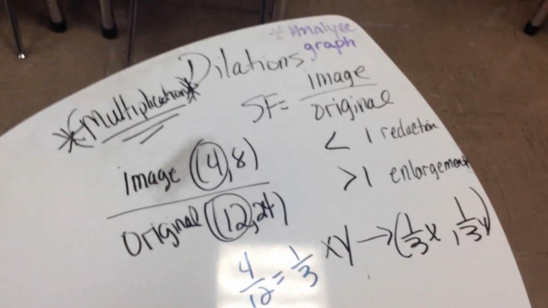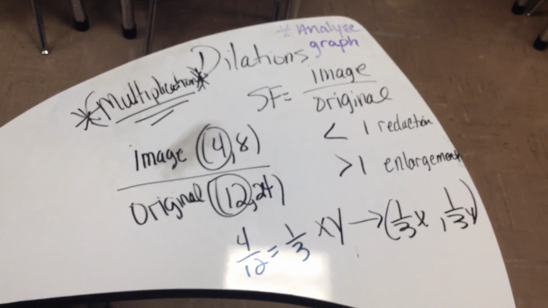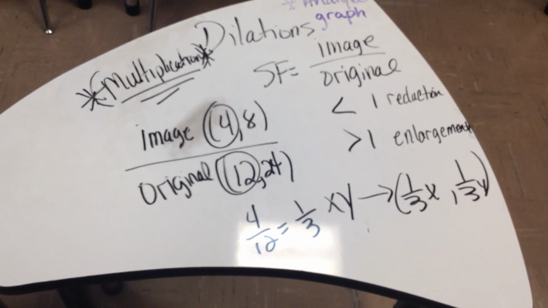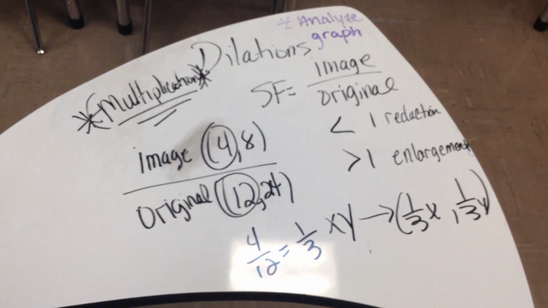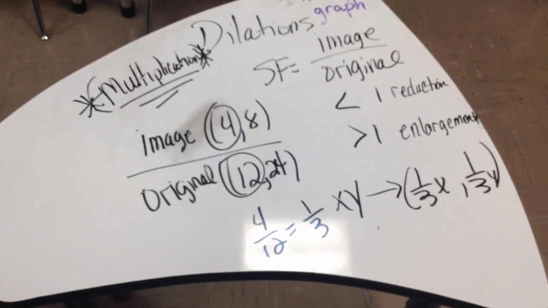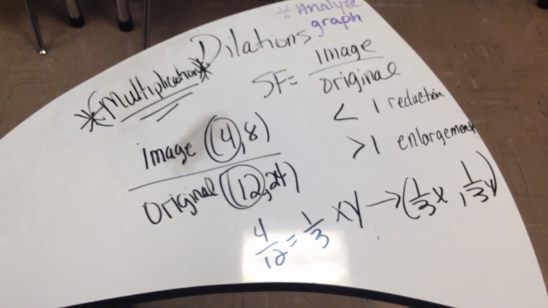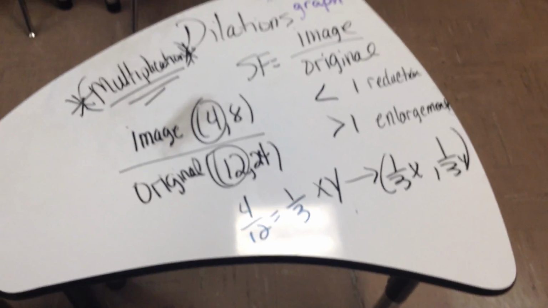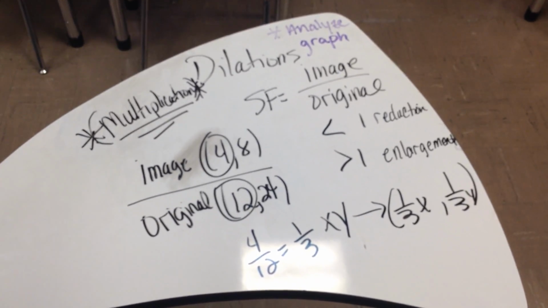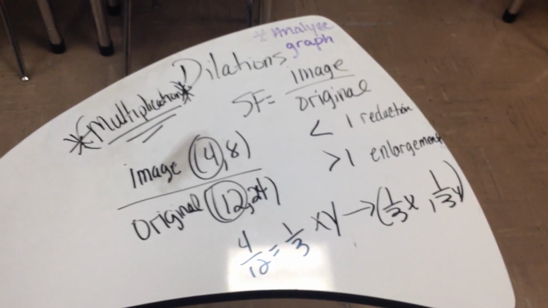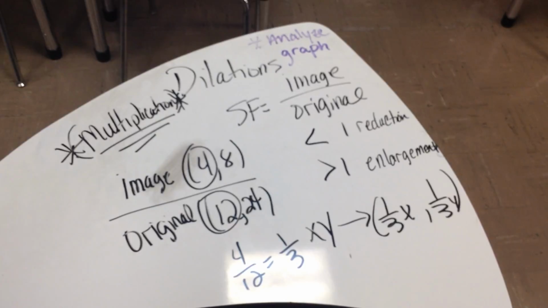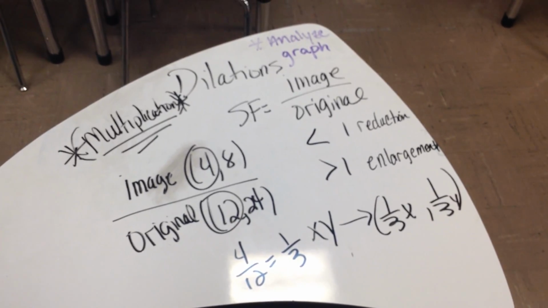Then when we have dilations, with all of these we want to analyze our graph. We want to make sure that we know what kind of change is taking place. The operation for translations is addition and subtraction, and the operation for dilation is multiplication. Why is that important? Because we can eliminate answer choices just based off of that. Determine whether it's an enlargement or a reduction, because that's going to help you know. If it's an enlargement, the scale factor has to be greater than 1, and if it's a reduction, the scale factor has to be less than 1.